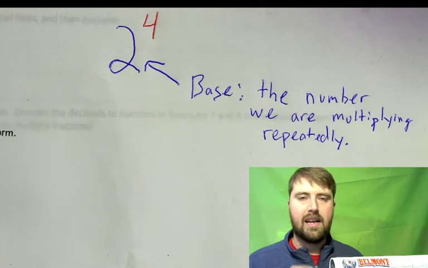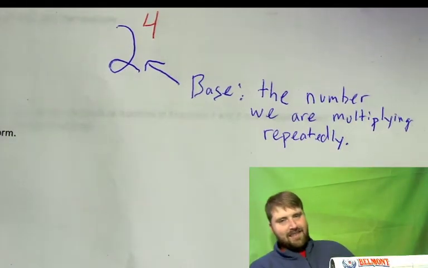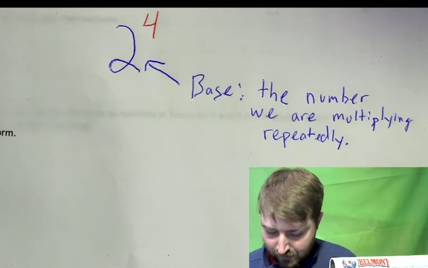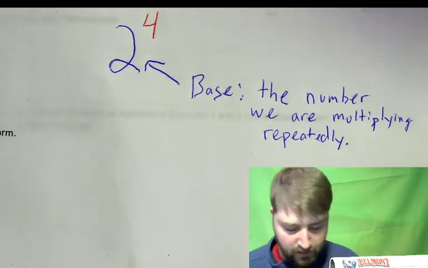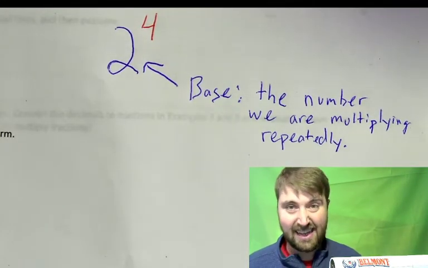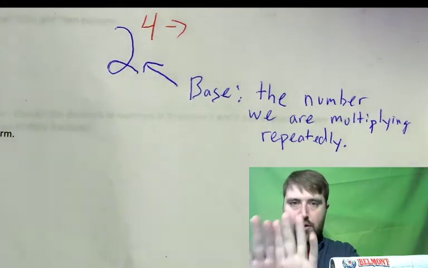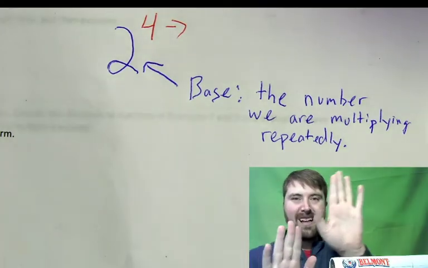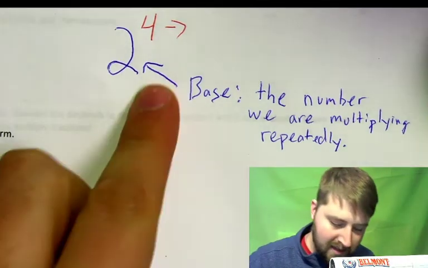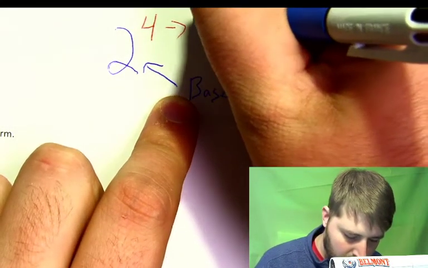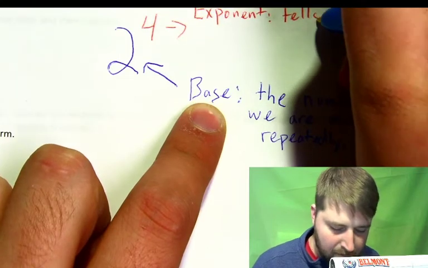So the base is the number we're multiplying repeatedly. And then the other thing, guess what that is? That's called the exponent. So the 4 is our other number, or whatever number is kind of up in the air. Our base is always in normal font, just like you always write your numbers. And our exponents are up in the air and off to the right of the number. They're often a little bit smaller, so if you have a full-size base, your exponent's going to be a little bit smaller. And our exponent tells us how many times we are multiplying the base by repeatedly.